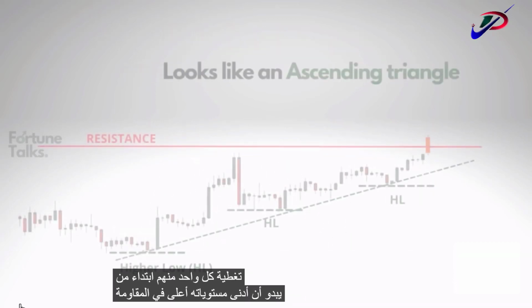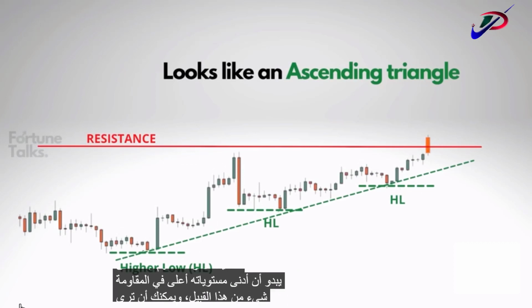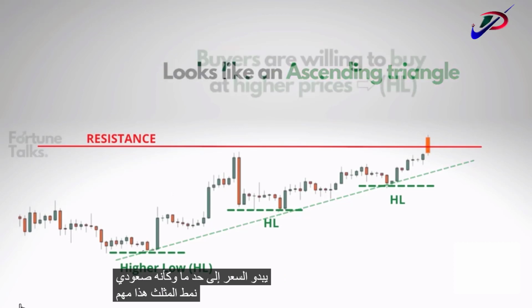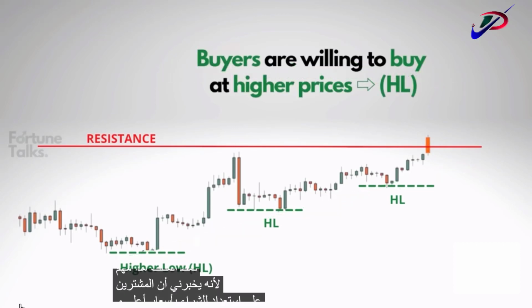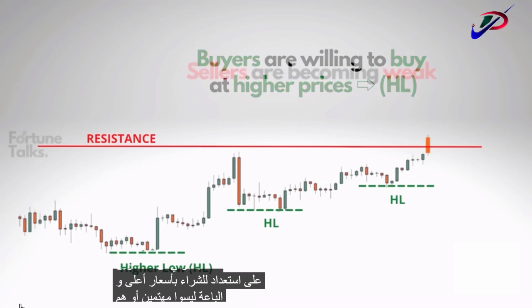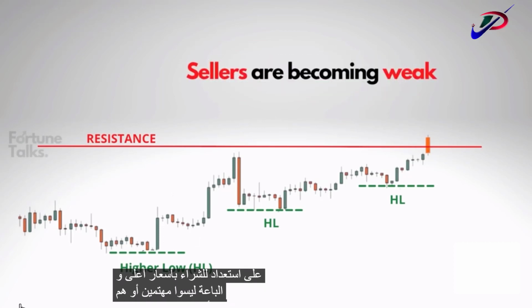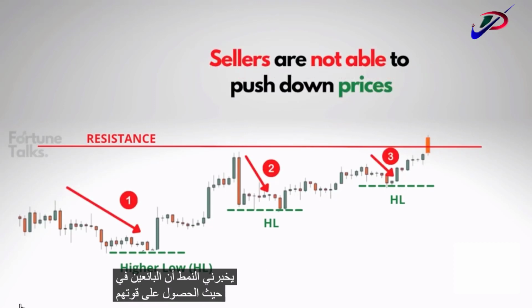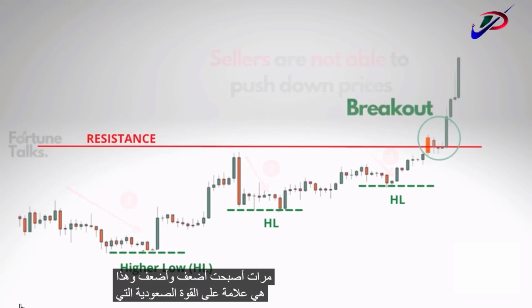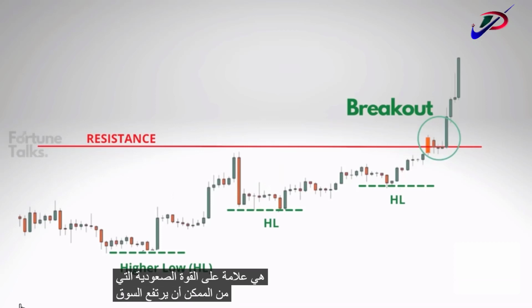Starting off, higher lows into a resistance looks something like this, and you can see the price looks somewhat like an ascending triangle pattern. This is significant because it's telling me that the buyers are willing to buy at higher prices and the sellers are not interested, or they are weaker. The ascending triangle pattern tells me that the sellers in terms of their strength are getting weaker, or they are getting feeble. The thing is that the first time the sellers managed to push down the price by a good margin, and in the consecutive times it got weaker and weaker. And this is a sign of bullish strength that the market could possibly break out higher.